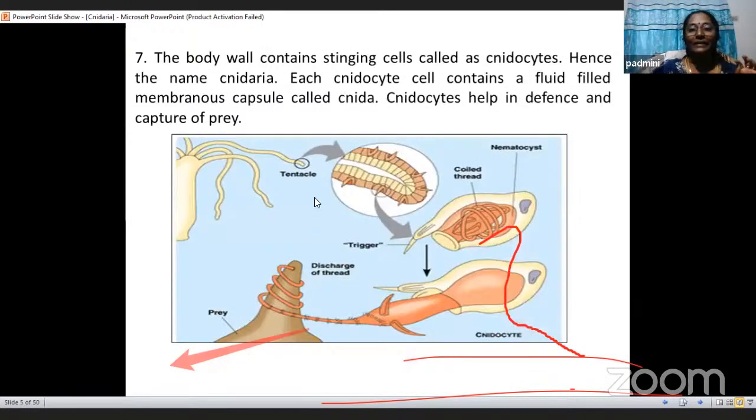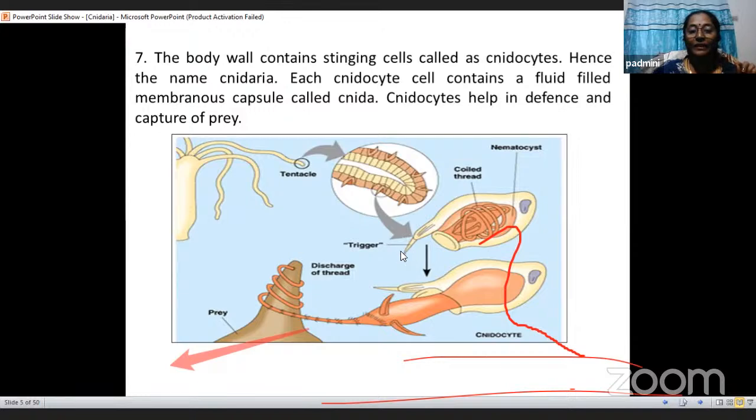The body wall contains stinging cells called cnidocytes. So this is a polyp. These are the tentacles of the polyp, and each tentacle has cnidocytes present. Now, if you take a closer look at this small piece, the ending region of the tentacles, you have those round sting-like structures. When you take a closer look at one part, they are made up of a capsule-like structure. And this capsule has a trigger-like structure, a sensory organ-like structure.